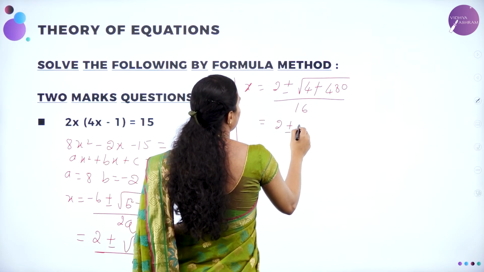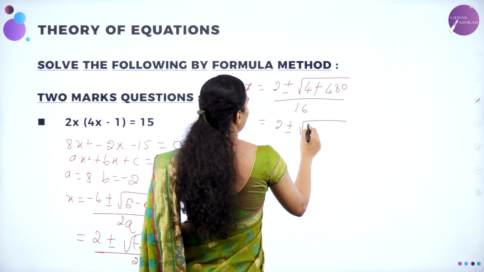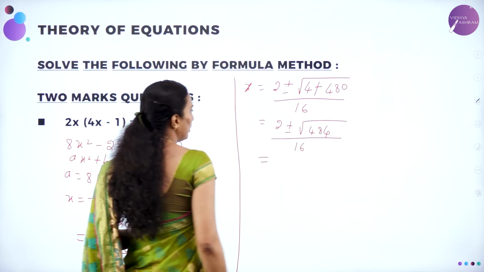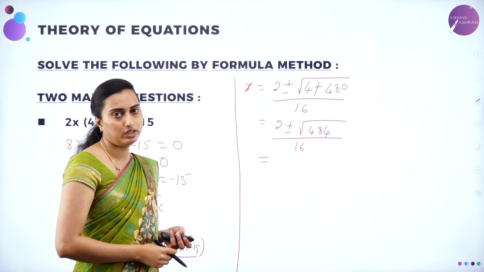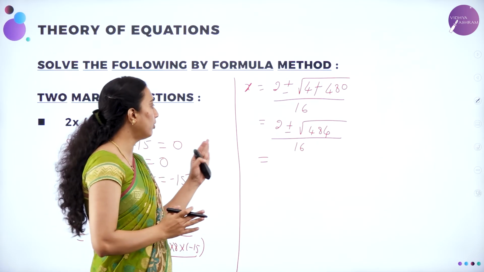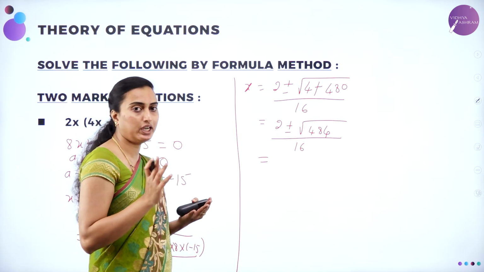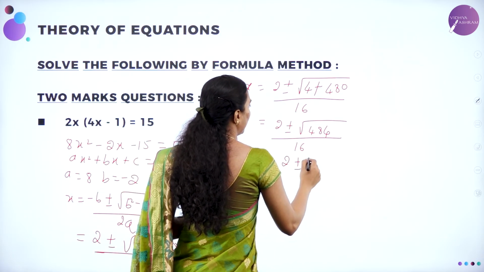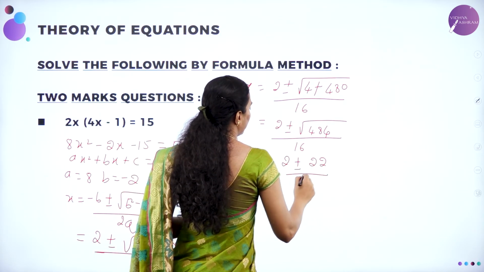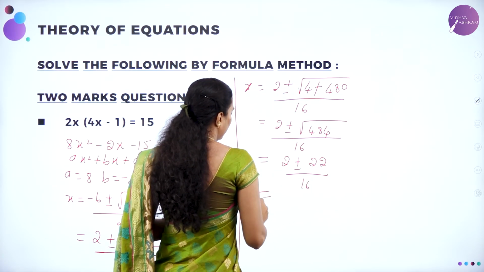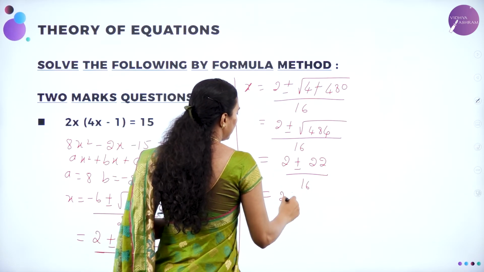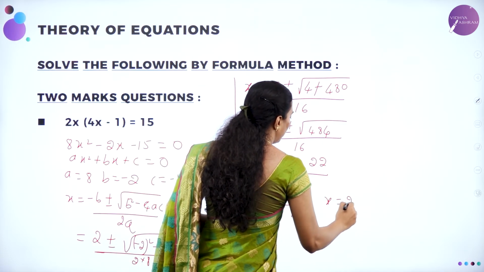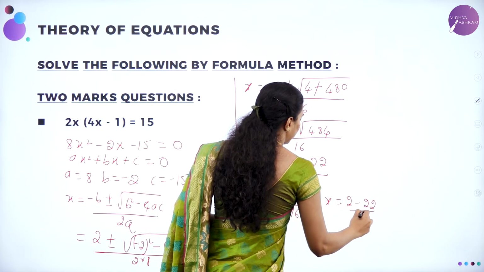Which implies 2 plus or minus square root of 484. Now, square root of 484 after solving, you are going to get 22. After solving the square root of 484, you are getting 22, whole squared is 484. Therefore, 2 plus or minus 22 divided by 16. Otherwise, x will be equal to 2 plus 22 by 16, and another value x is equal to 2 minus 22 by 16.